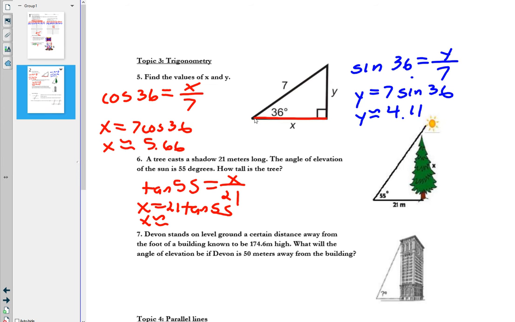Yeah, we're looking for meters. It doesn't tell us how to round, so when it doesn't tell me, I like to go to hundredths. When it's lengths, I like to go to hundredths. When it's angles, I like to go either to the nearest degree or maybe to the tenths if I'm not told. 29.9.